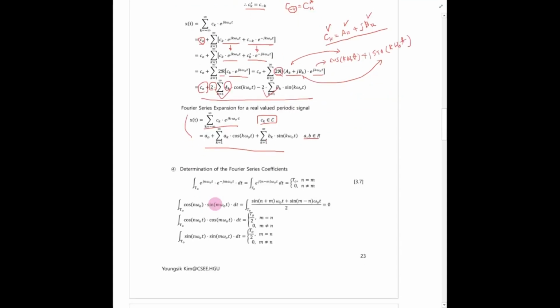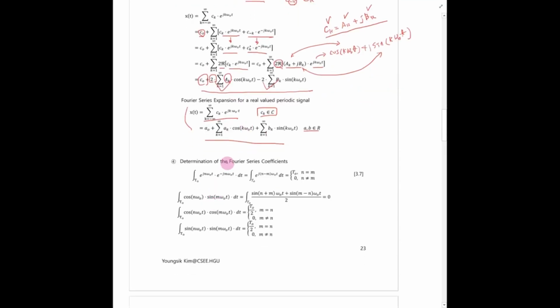Now we would like to find the coefficients c_k or a_k, b_k. To find them, we need to refer to the functional dot product we studied in the previous lecture. Here we have e^(jnω0t) times e^(-jmω0t), the n-th harmonic and the m-th harmonic, taking the integration over one period, dt.